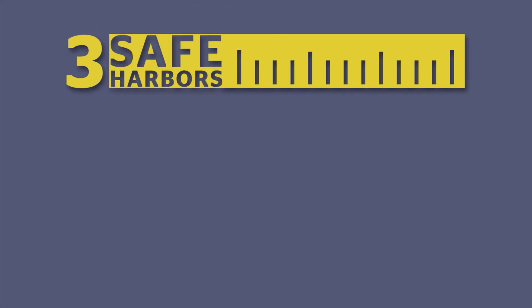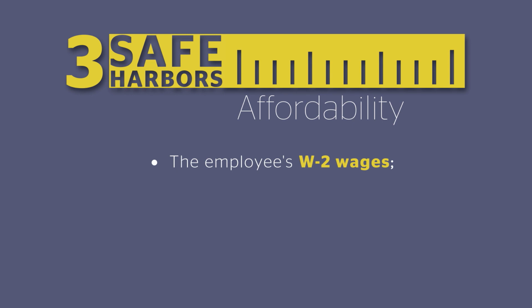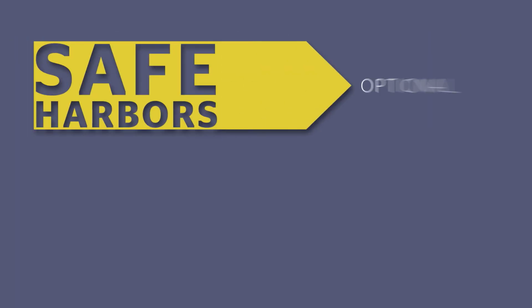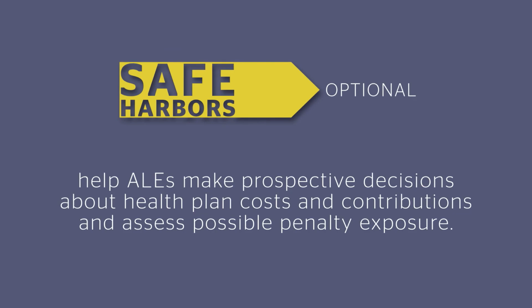There are 3 affordability safe harbors that allow an employer to measure affordability based on the employee's W-2 wages, the employee's rate of pay, or the federal poverty level, FPL. These safe harbors are optional, but can help ALEs make prospective decisions about health plan costs and contributions and assess possible penalty exposure.